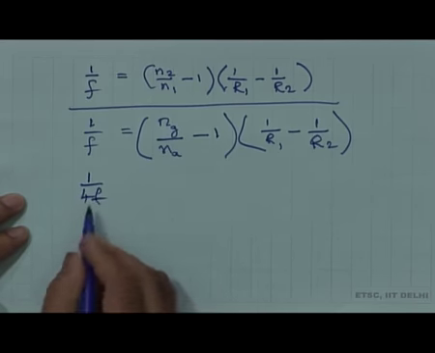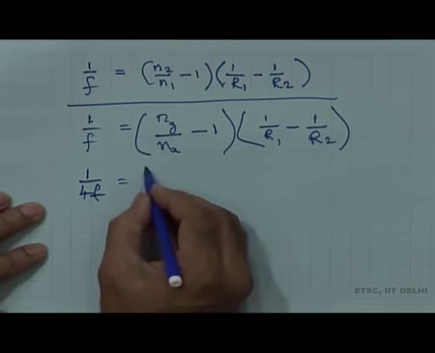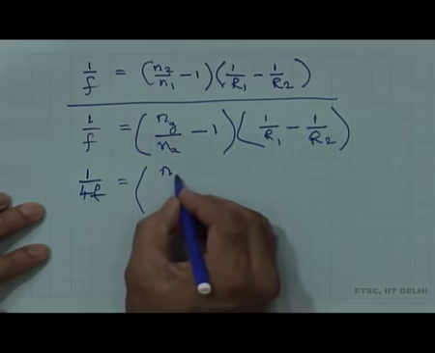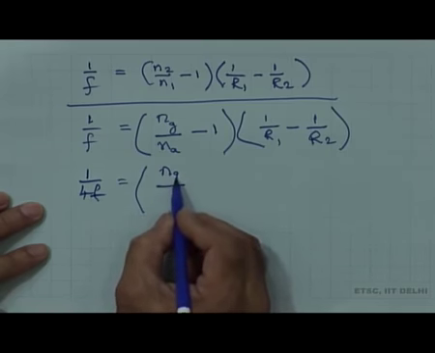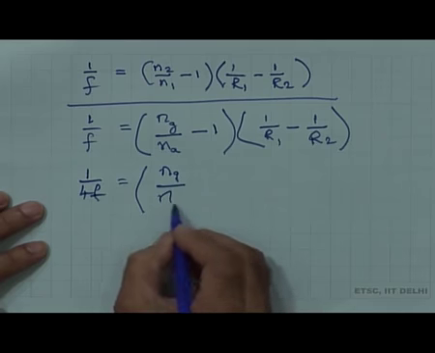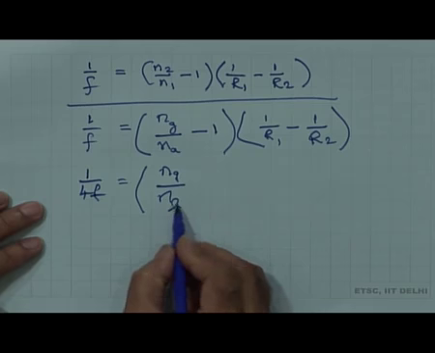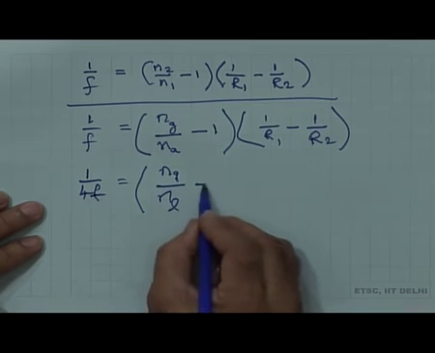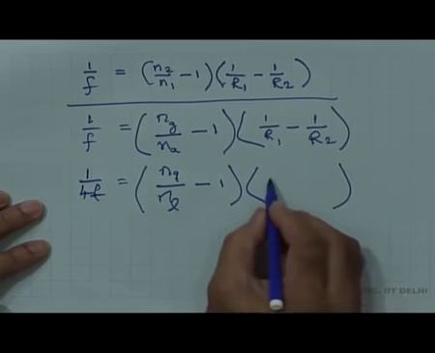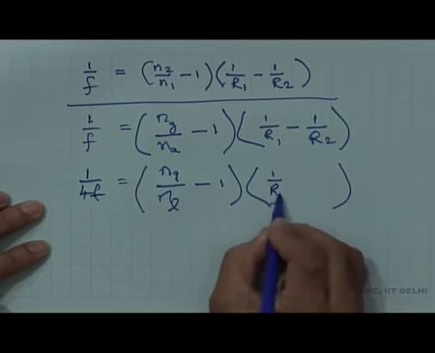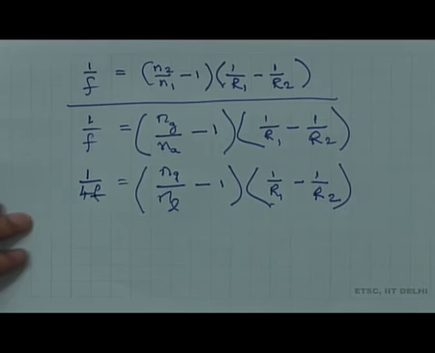The focal length has increased to 4f when, instead of air, we have the liquid. So we have Ng, the refractive index of the lens material, which remains the same, but now we have NL, which is that of the liquid. We are asked to find out this NL, minus 1 into the same terms, 1 over R1 minus 1 over R2.